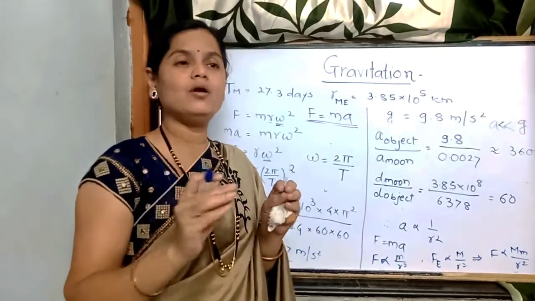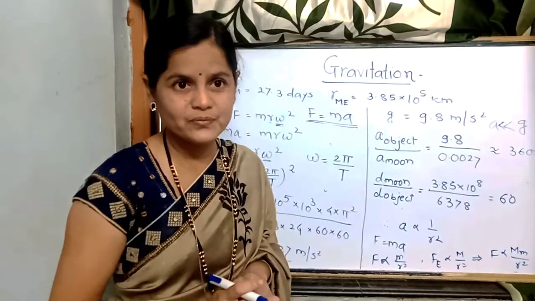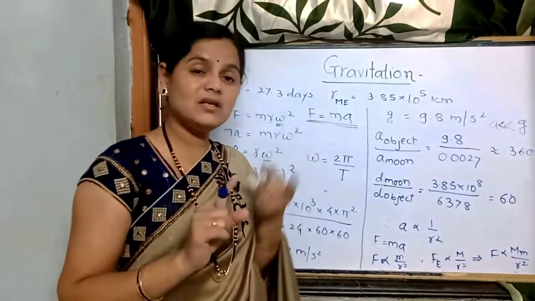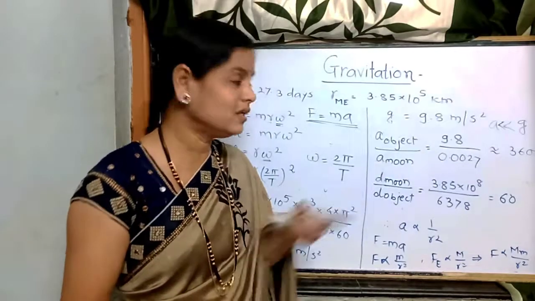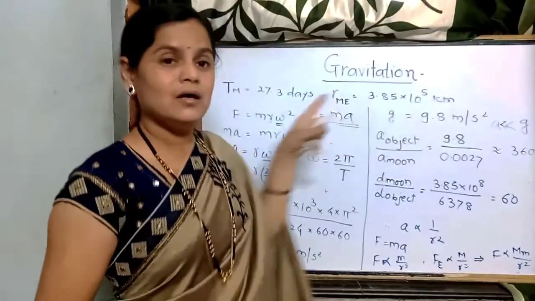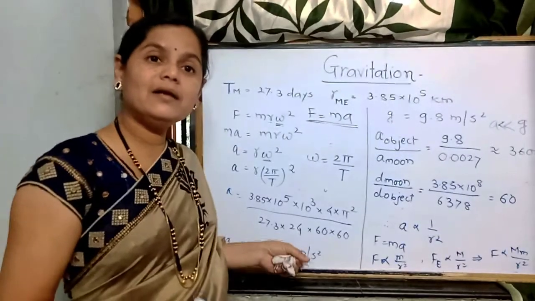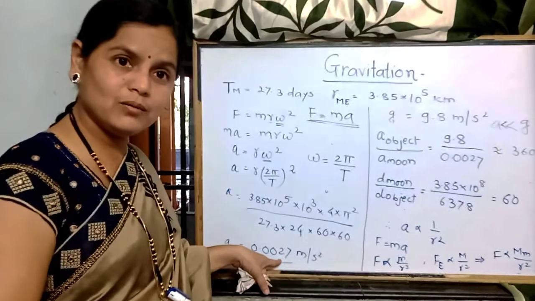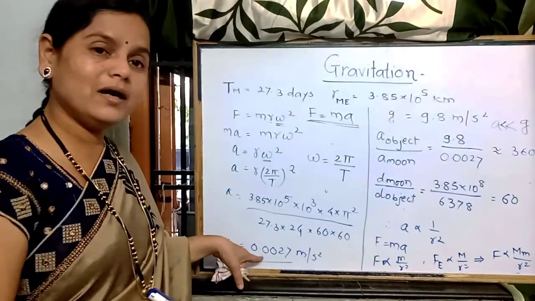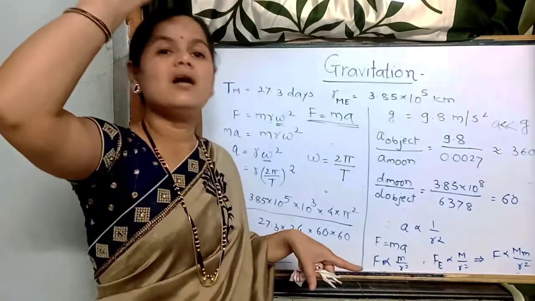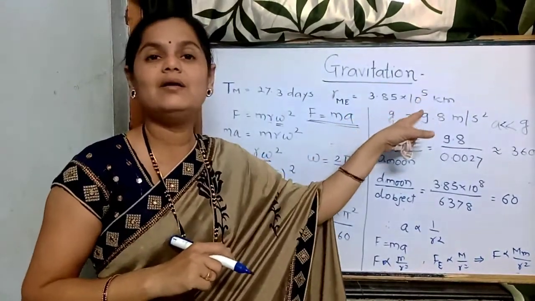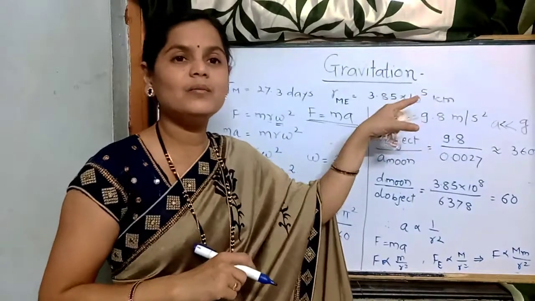Every body is attracted towards the earth with an acceleration, and if the body is nearer to the earth, it is equal to 9.8. The moon is also attracted towards the earth, but by an acceleration equal to this much smaller value. This is too less. Why? Because the moon is at a far distance from the center of the earth. This distance is 3.85 into 10 to the power 5 kilometer.